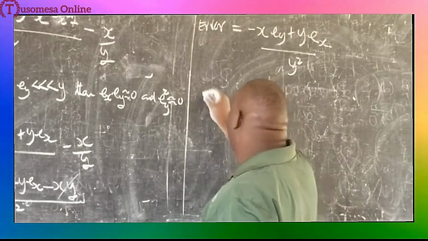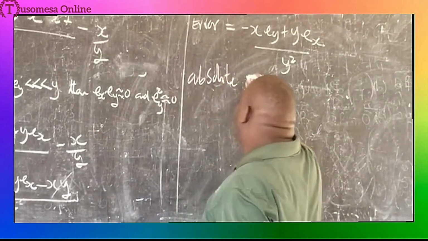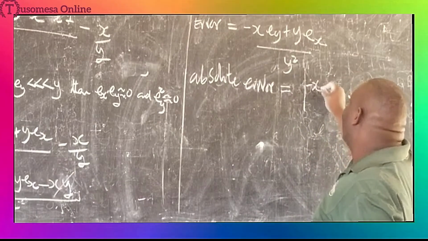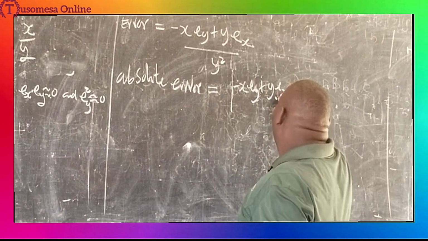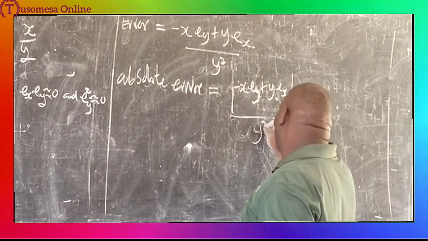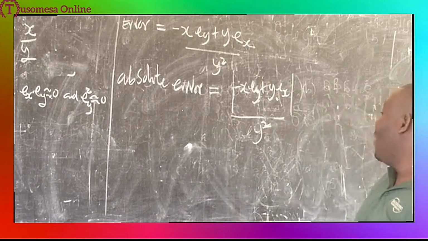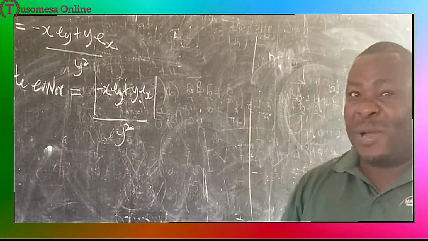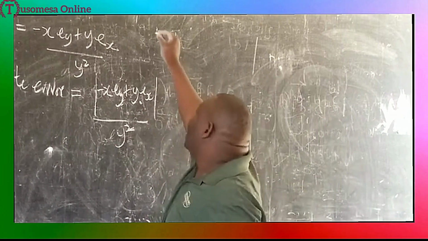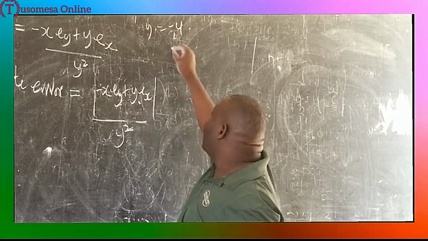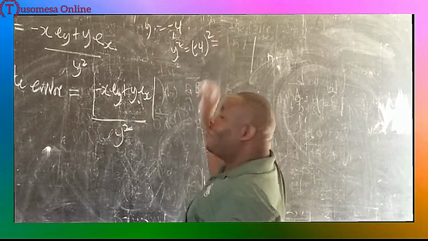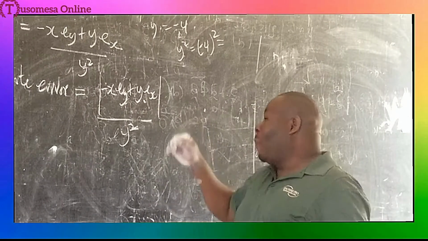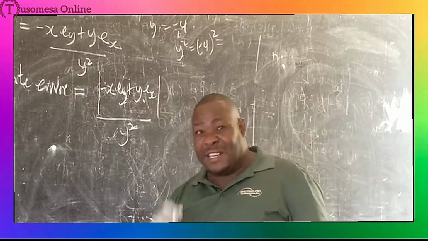And since you're interested in the absolute error, we introduce the magnitudes on both sides. So this one here will be negative x ey plus y ex over y squared. So this y squared, even if you put it in the magnitude form, you don't need to, because it is a square. The whole purpose of putting in the magnitude is to eliminate the negative sign. Even if y is a negative value, for example negative 4, the y squared will always be positive. So whether you put it in the bracket or not, it is all the same.